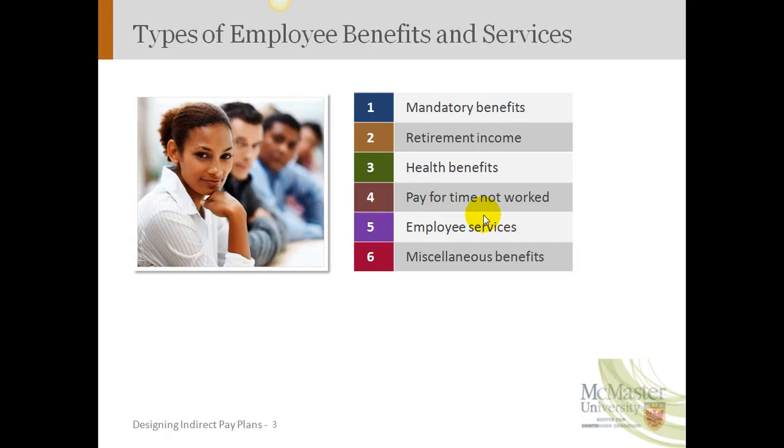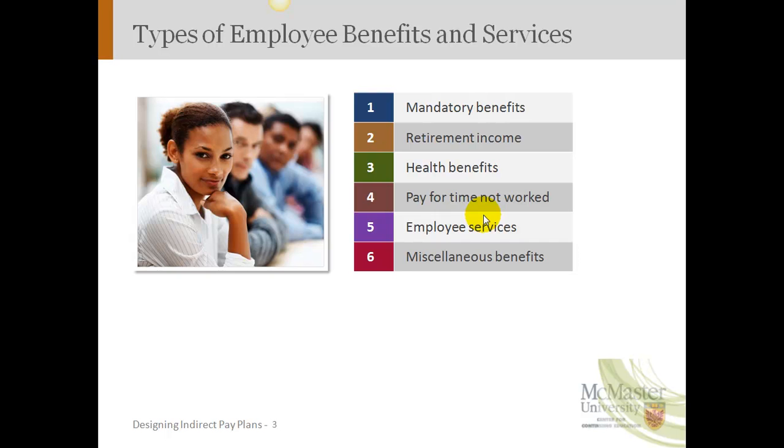We also have to look at retirement income benefits. Those are pension plans. And again, they can be of two different types, contributory and non-contributory plans. They can be defined benefit, defined contribution plans, so we'll talk a little bit about that when we get to that section. We also have to look at our health care benefits, which could be your medical, your dental, as well as pay for time not worked.